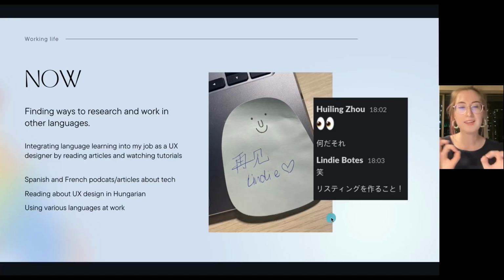I also like to bring in languages in small parts in my day at work. So working in Singapore, there's a lot of Mandarin Chinese speakers. So here's just a sticky note that my colleague left on my laptop when she was leaving. She was just saying goodbye in Chinese. Another colleague of mine speaks Japanese, so we message each other in Japanese. And these are just small things that I do every day to bring more languages into my life. And it really does add up in the long run.